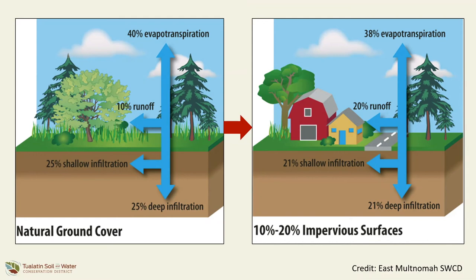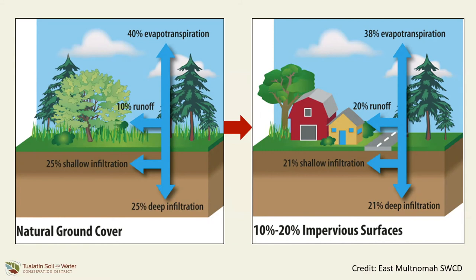So starting on the left, this is an undeveloped area, and so there's natural ground cover, and very little water is running off the land. You can see there's 10% runoff. So the trees and the plants and the soil are capturing most of that precipitation. And about 50% of the water that falls is actually soaking into the ground, going into the root zone and going deeper into the soil to replenish our groundwater.